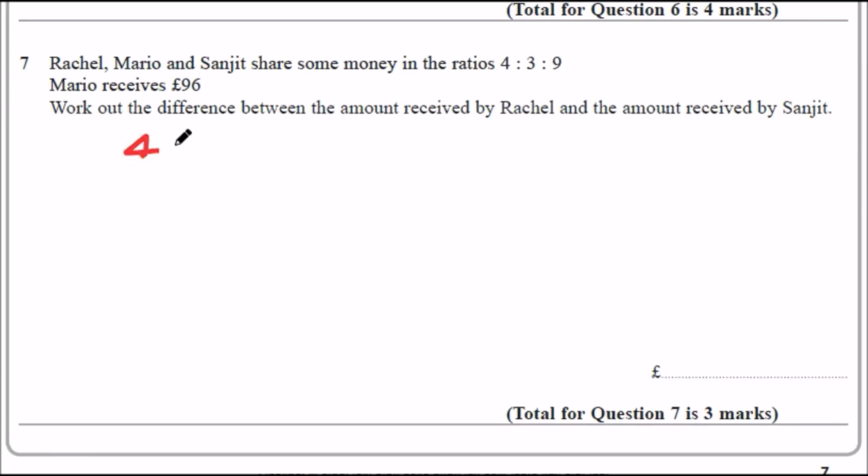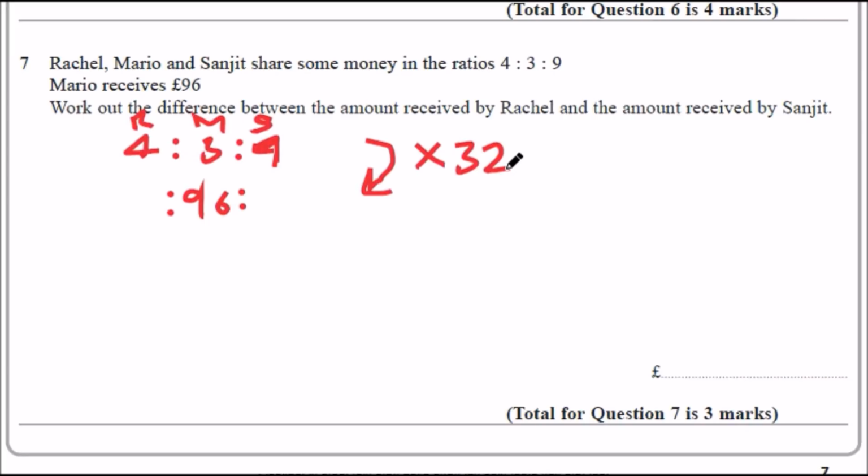So if we copy this ratio out carefully, and then just place the names. Rachel's there, Mario's there, and Sanjit is here. God, this is awful handwriting. And we know that Mario will get £96. Let's work out the proportion, how many times he multiplied to get to 96. So if you did 96 divided by 3, we can see that everything is multiplied by 32, at least on my calculator. So multiply Rachel's ratio and Sanjit's ratio by 32.